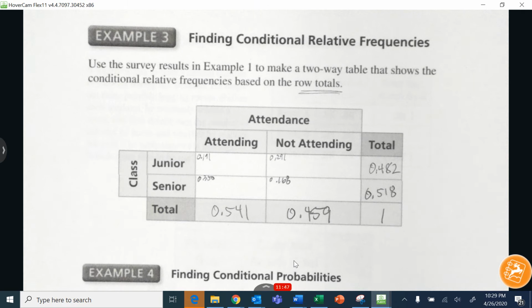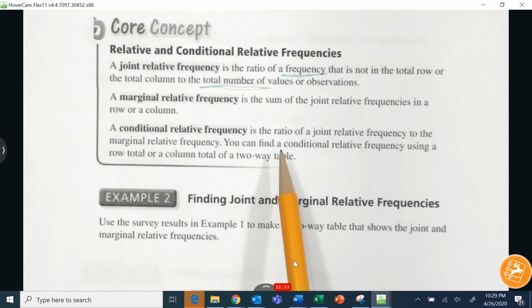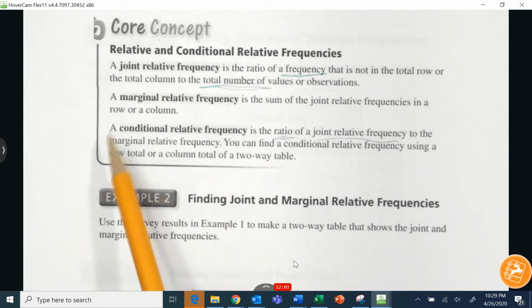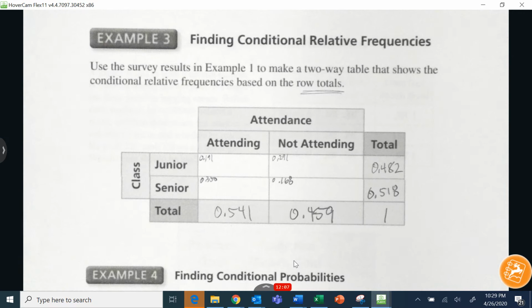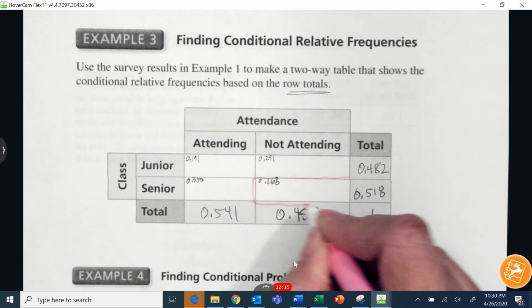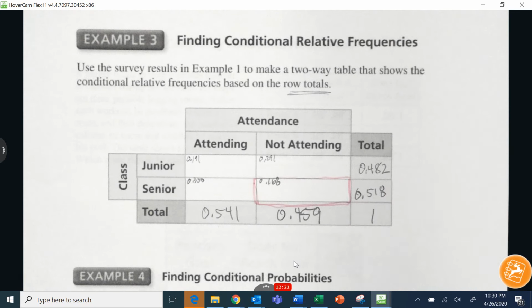I didn't go over the conditional relative frequency definition yet, but it's a ratio, so that means we're putting a number on top of another number. We're using division of a joint relative frequency and the marginal relative frequency. So, for example, this box right here is going to represent the frequency at which somebody who is a senior is not attending, okay? Because we're just talking about based on the row total.